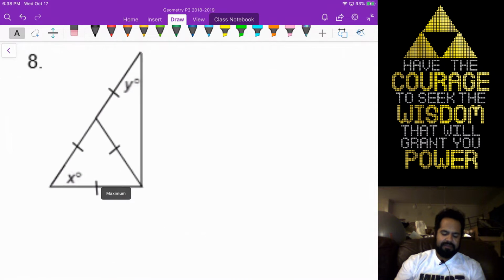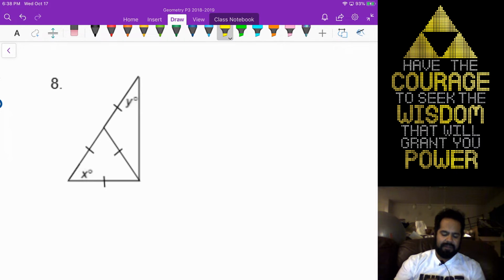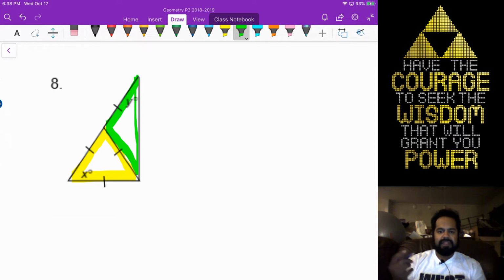Number 8, we got a lot of markings here, but we got to follow them. We've got this triangle here, and we got this triangle here. Now the yellow triangle is an equilateral triangle. That means all 3 sides have the same length. As a result of all 3 sides having the same length, all the angles have the same measure.